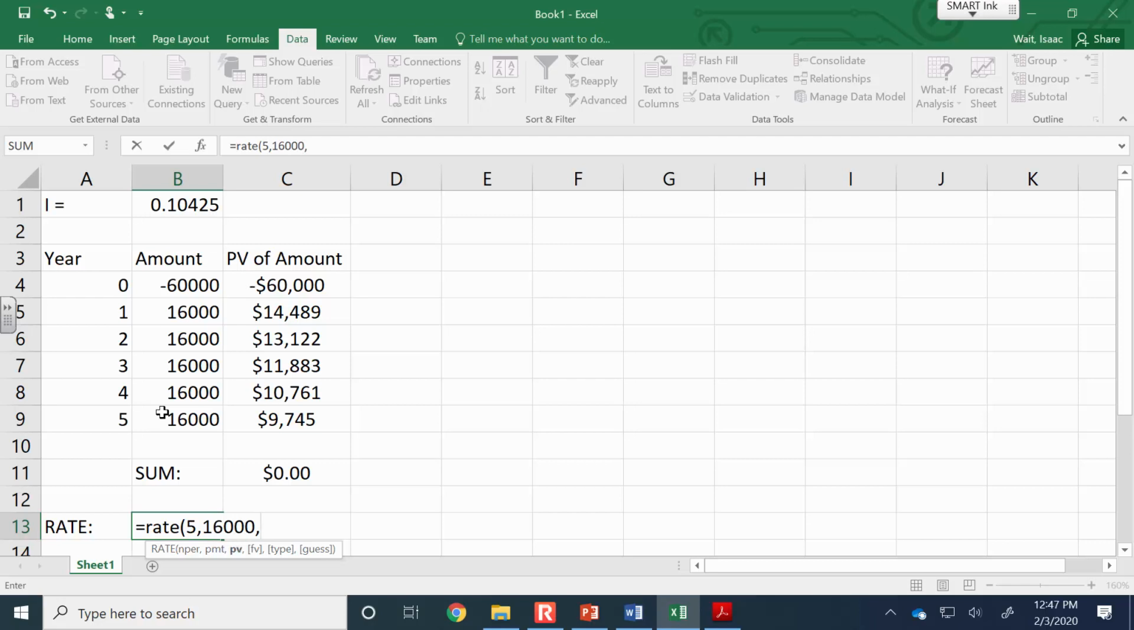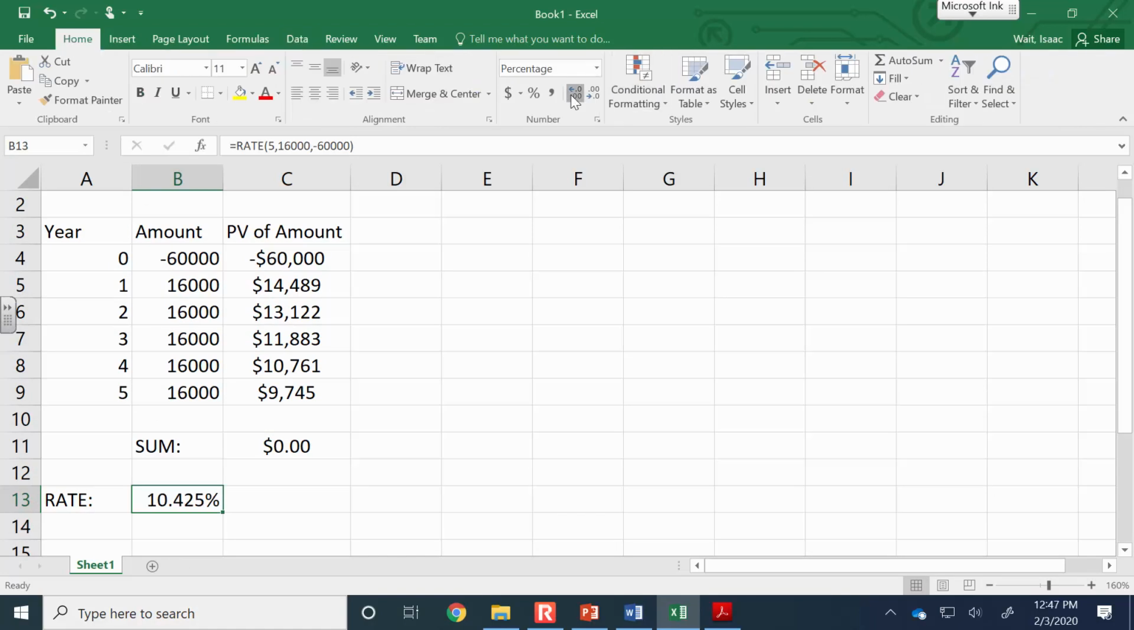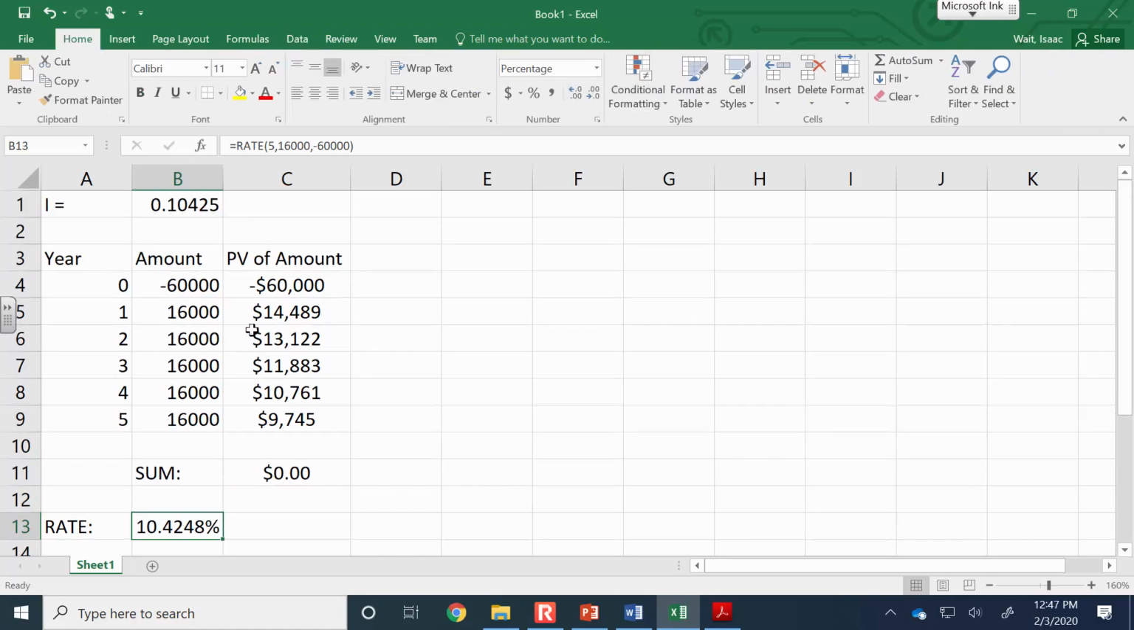Now what is the present value amount? -$60,000, and then I can close the parentheses. So what it's going to do is find what interest rate brings equilibrium between the future amounts and the present amounts for 5 years. 10%, and if we have it show all of the precision, we'll see that it's the same 10.425 that we calculated the long way. So equals rate is that other function.